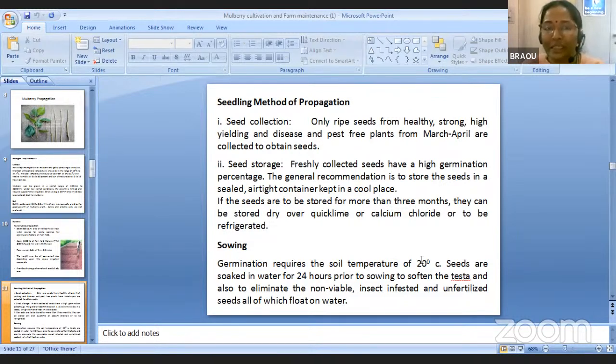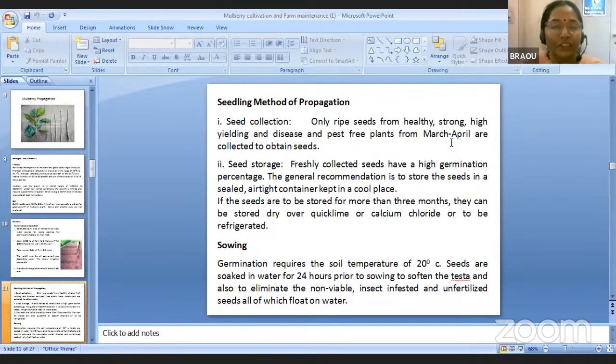So the seeds that you're going to select should be high quality seeds from very strong, healthy plants, and of course, disease resistant. And usually this is collected from the month of March to April. March and April are ideal for collection of seeds from the plants.